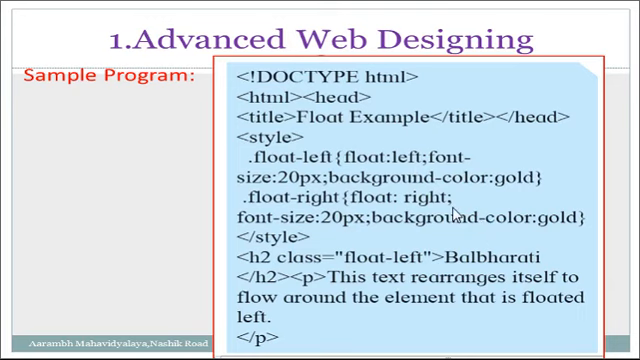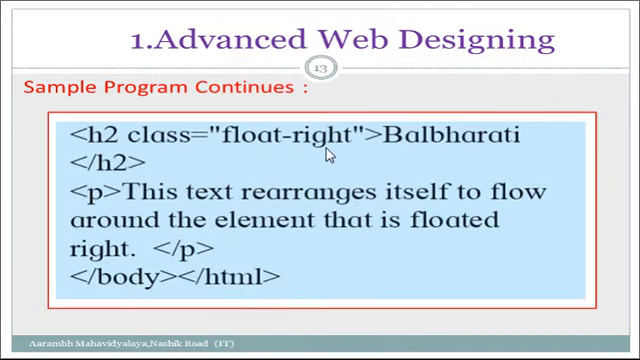Both in the classes we used the same declaration, only the difference is in the float left and float right. Then H2 class float left and provided data is Balbharti, and under that data we provided the message that the text rearranges itself to flow around the elements that is floated left. Then next one, H2 float right, again provided name is Balbharti, and this text arranges itself, same data, to flow around the element that is floated right.